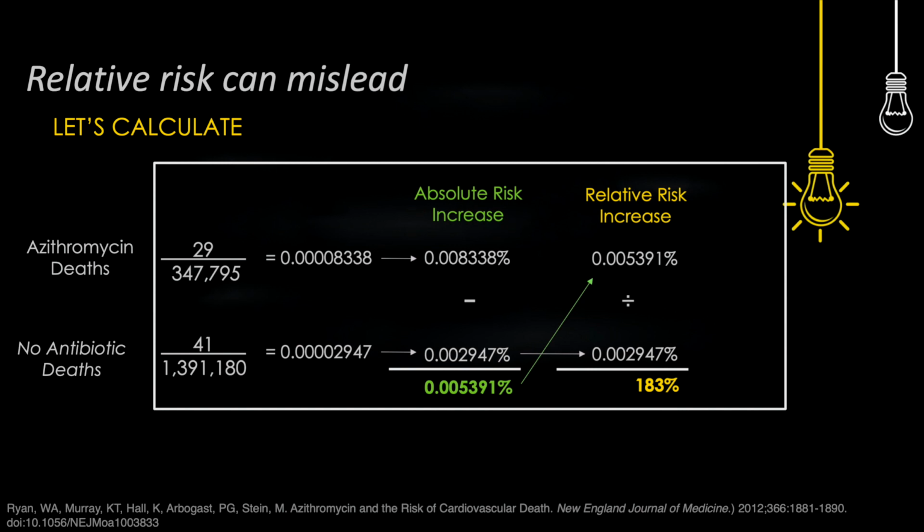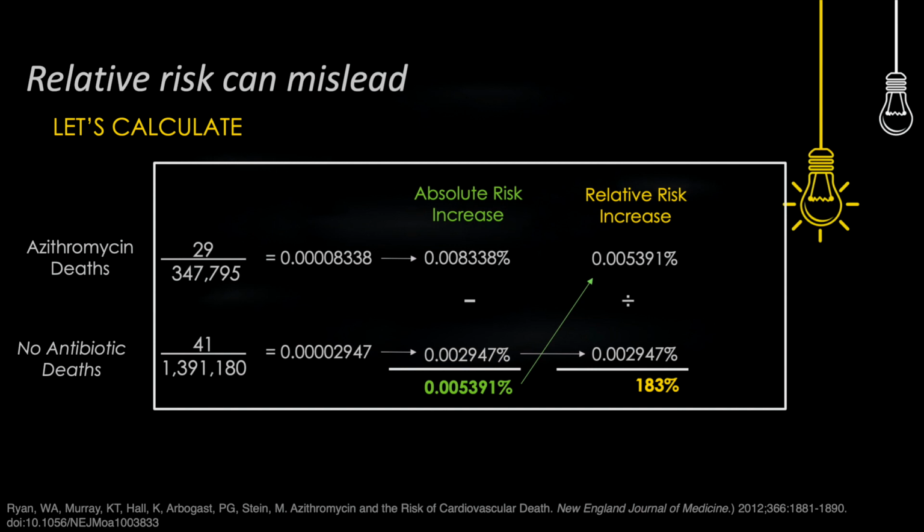If you take a look at this example, first you calculate the amount of deaths, the percentage of people who died in the azithromycin group, which was 29 divided by 347,000 people in the total group. That's 0.008%. And then you compare that to the no antibiotic group, which is 41 divided by 1.3 million people in that group. That's 0.002%. To look at absolute risk increase, look at the green column. You subtract the top number, which is 0.008%, minus the 0.002% to get an absolute risk increase of 0.005%.